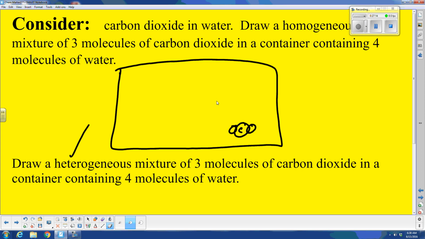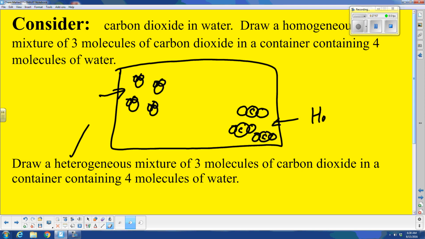Once again, I didn't have that right, did I? I need to have a small carbon. No, that's right. I had it right. Oxygens are slightly smaller. But in any case, I'm going to put all my carbon dioxides over here. So there's my carbon dioxides, and I'm going to put all my waters over here. So here's a water, and here's a water, and here's a water, and here's a water. There we go. And notice that if I sample on this side, I'm only going to get water. If I sample on this side, I'm only going to get carbon dioxide. And so this would be a representation of a heterogeneous mixture.